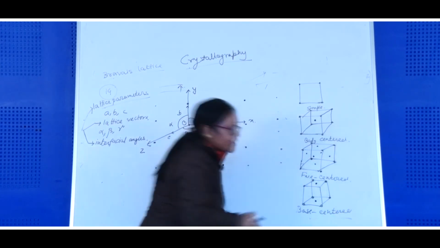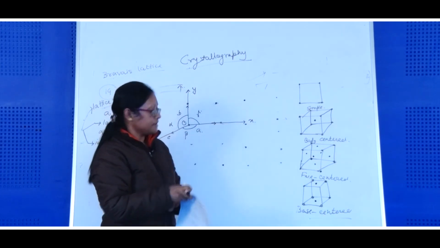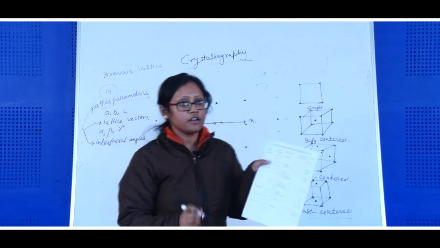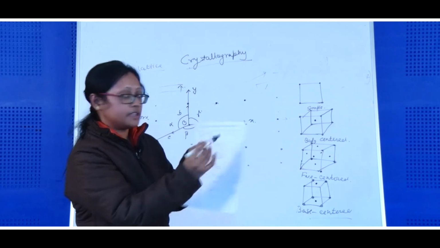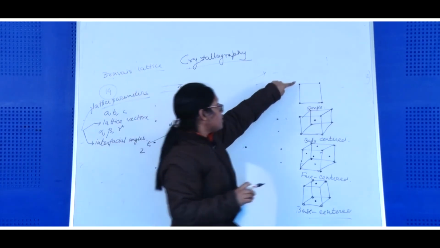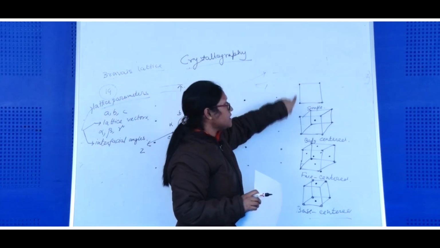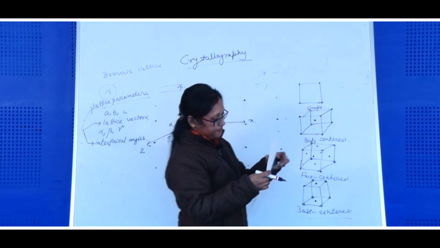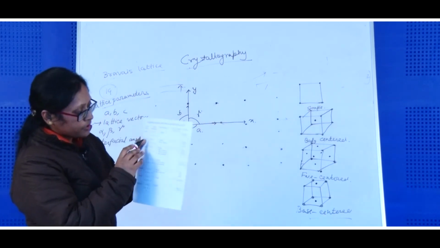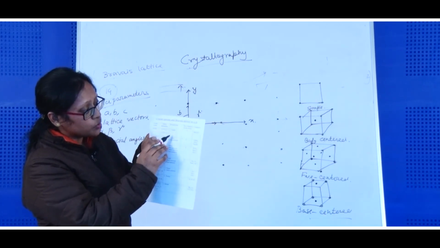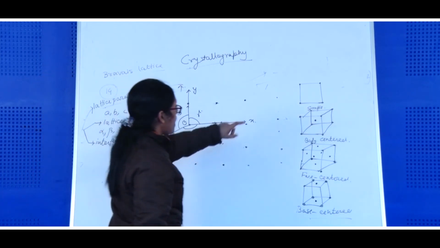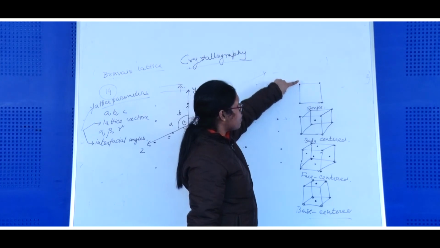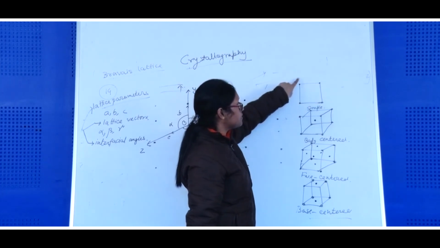Okay. Now, how does Bravais categorize the crystal structure? You see, for triclinic, the Bravais lattice structure is simple. That means it has atoms only at the corners of the cube. Then for monoclinic, you see the Bravais lattices are two. One is simple, one is base centered. That means one is simple, so in this case only the atoms will be at the corners of the block.